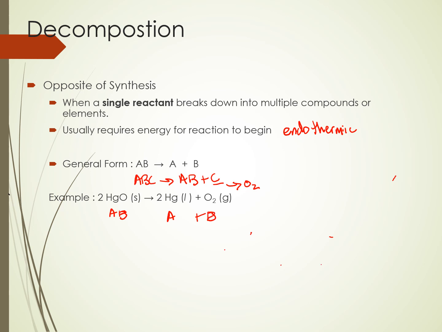We could look at a second example where if we had something like KBrO4, potassium perbromate, that could break down into potassium bromide, KBr, plus O2. As a balance, I would place a 2 out in front here, and I would have my compound, ABC, breaks down into AB plus C.